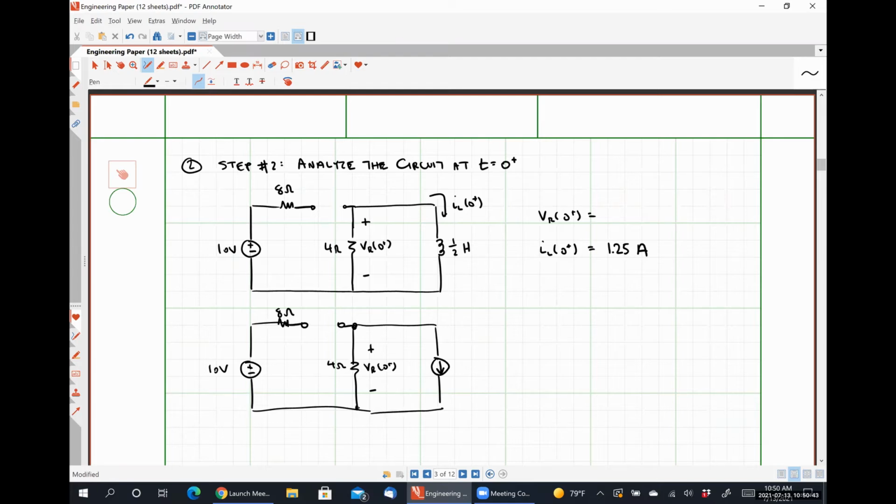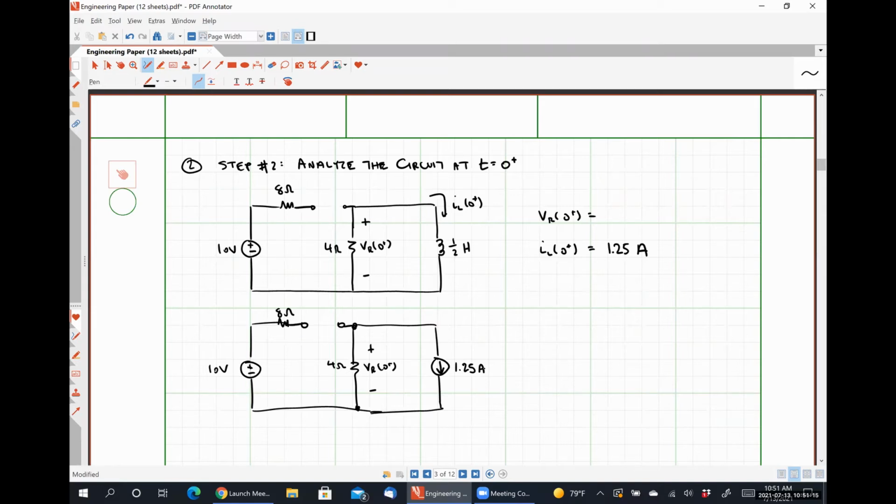So I'm going to represent my inductor with an independent current source, okay? The current will have the same direction as my inductor current, and it will also have the same magnitude. The reason why I can do this is because I'm analyzing the circuit at one instant in time. The instant t is equal to 0 plus, where the switch has just changed positions.